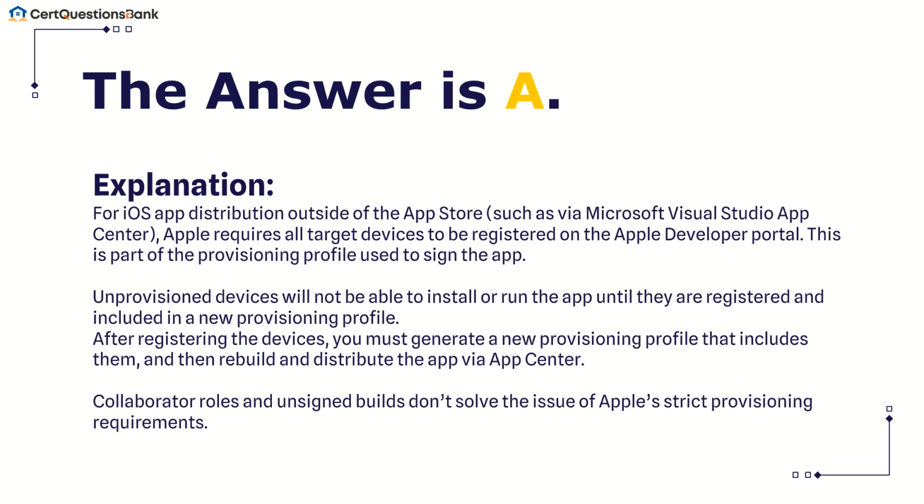Unprovisioned devices will not be able to install or run the app until they are registered and included in a new provisioning profile. After registering the devices, you must generate a new provisioning profile that includes them, and then rebuild and distribute the app via App Center. Collaborator roles and unsigned builds don't solve the issue of Apple's strict provisioning requirements.